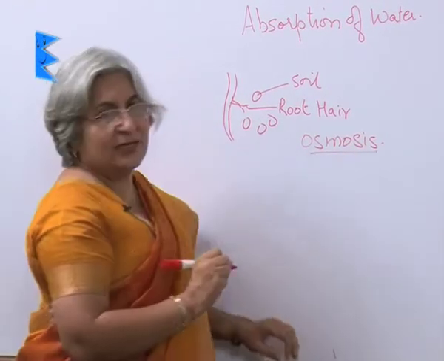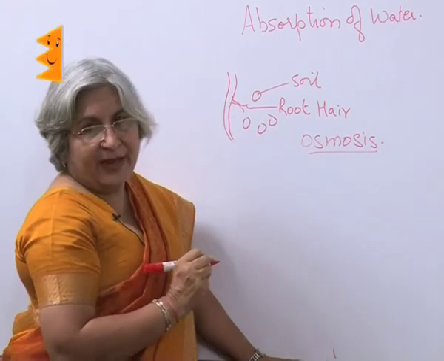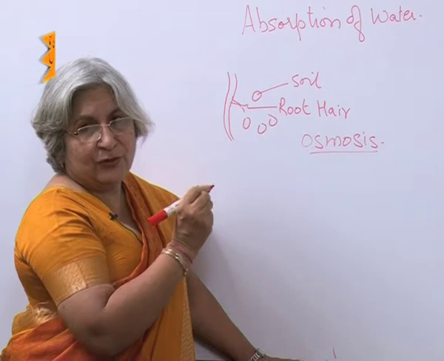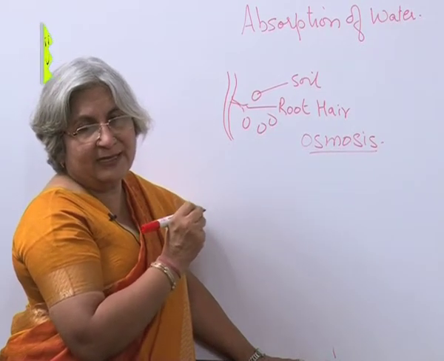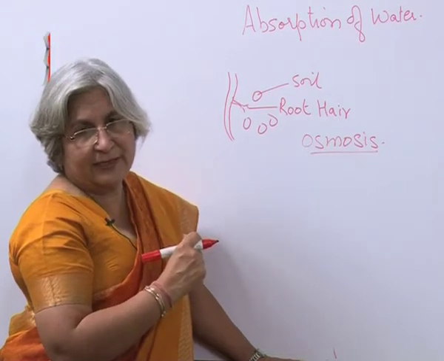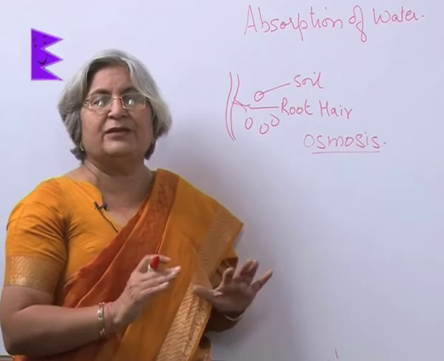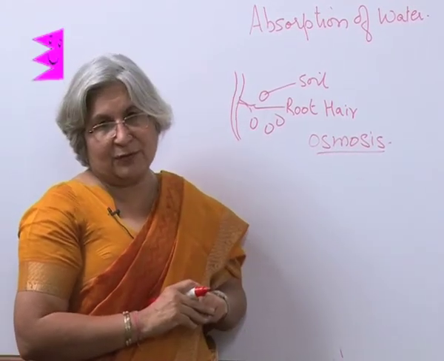So, by osmosis, water flows into the root hair, and from the root hair it goes on to other cells of the root, and finally it reaches the xylem, from where further transportation of water will take place. For the time being, what you need to remember is that absorption of water takes place by osmosis.